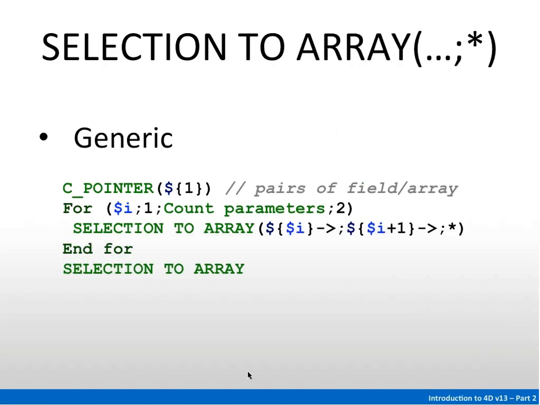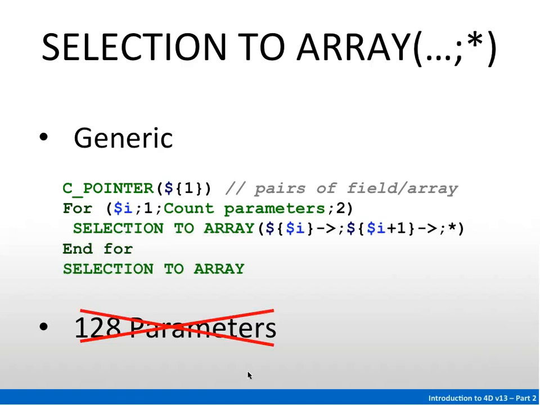And then at the very end, when the for loop is done, I call selection to array one more time, and 4D goes off and executes it. Now, there's one other advantage to this that may be a little bit more subtle, and that's the fact that in 4D, there's a limit on the number of parameters you can pass to a command. It's 128. When you use selection to array in this fashion, there's no limitation. You can pass thousands of parameters if you want, if you're crazy.